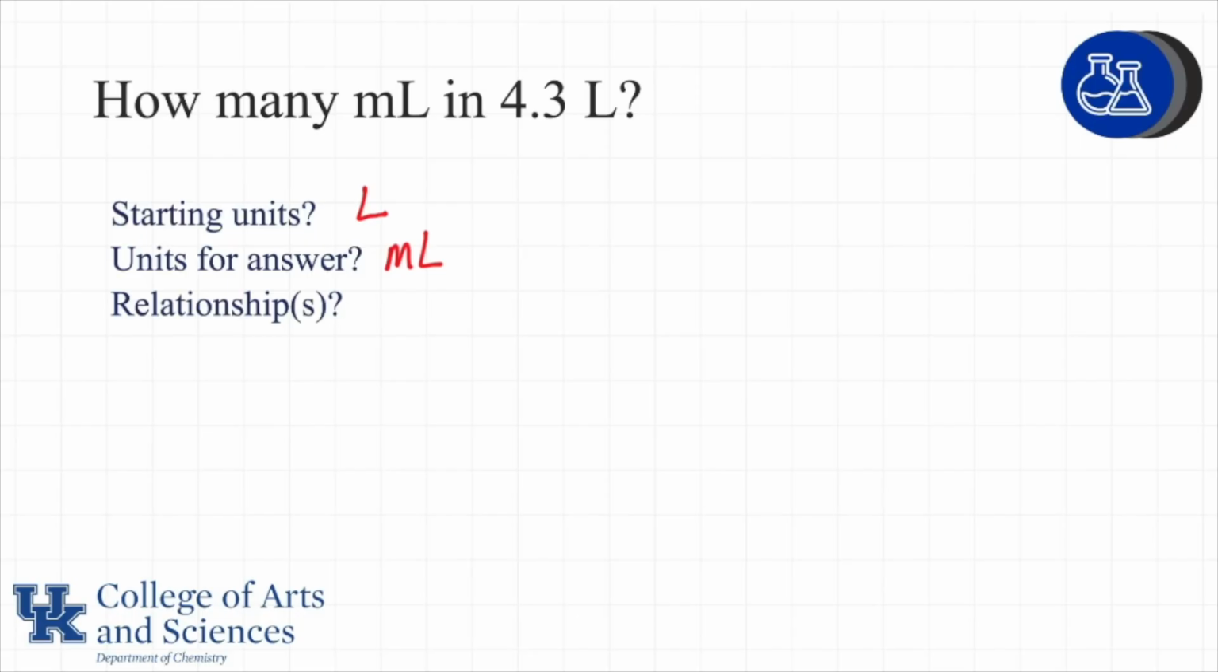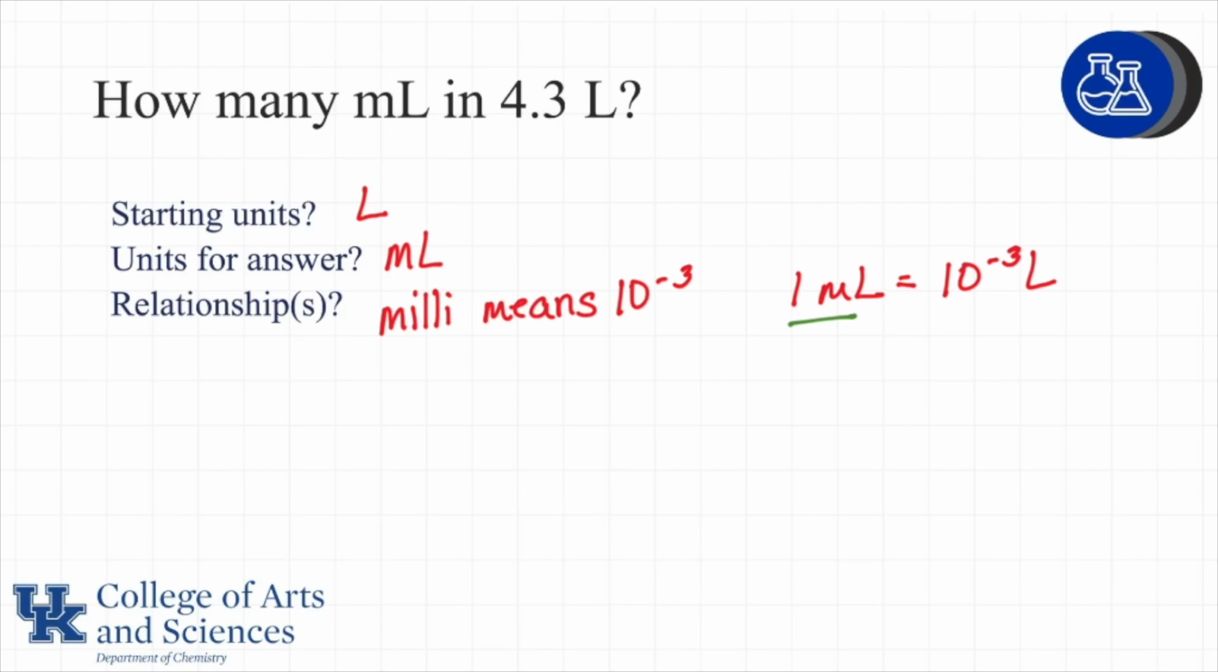For the relationship, in this case, we're going to look at the meaning of the metric prefix. So milli means 10 to the minus third. Therefore, 1 milliliter equals 10 to the minus third liters. Remember our expression. Put the 1 with the prefix and put the meaning of that prefix with the base unit. Remember, the base unit is our naked number, liters, grams, meters.